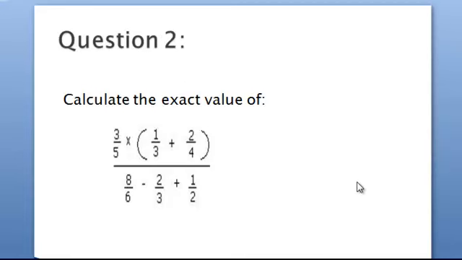Question 2 asks us to calculate the exact value of this nice arithmetic operation. So in carrying out this operation, the best way to approach it is to break it down into 2 parts. We'll do this by looking at the numerator first, then the denominator, and then we'll find the sum of what is in the numerator. We divide that by the sum of what is in the denominator. Alright, let's look at it.